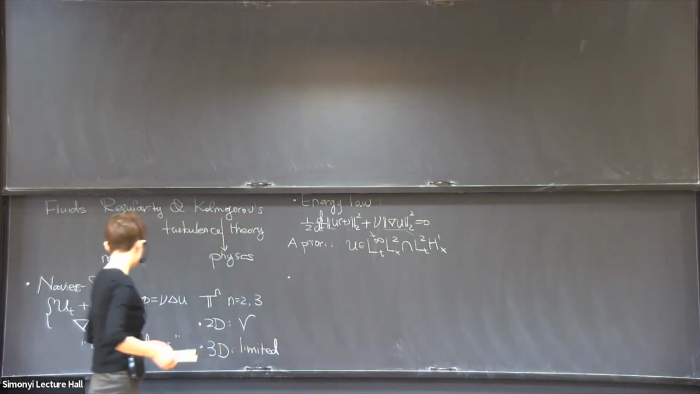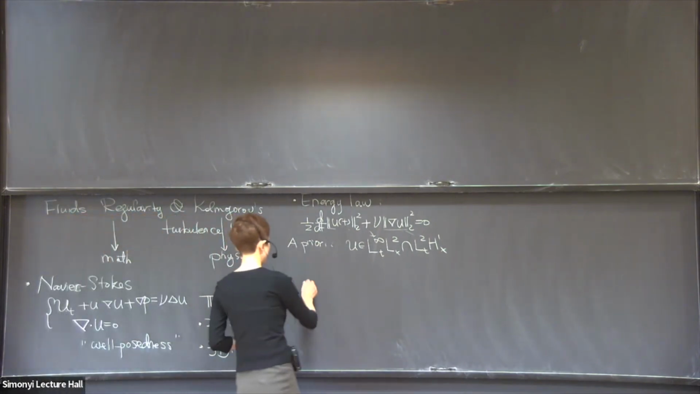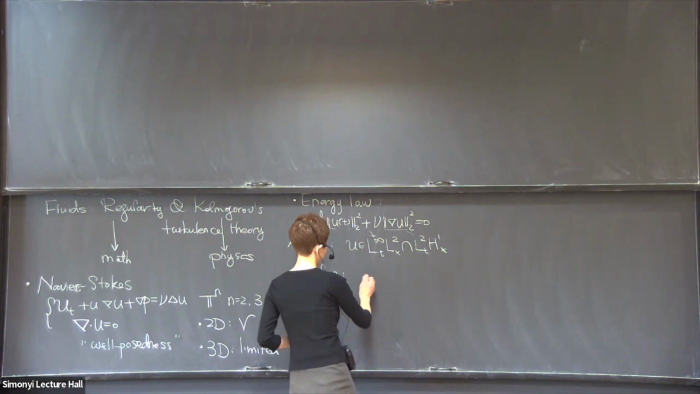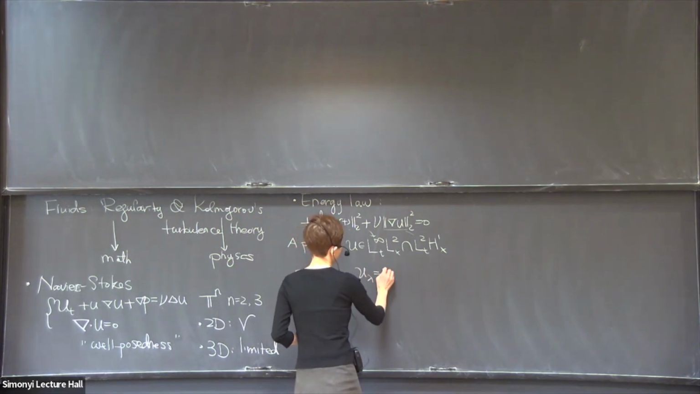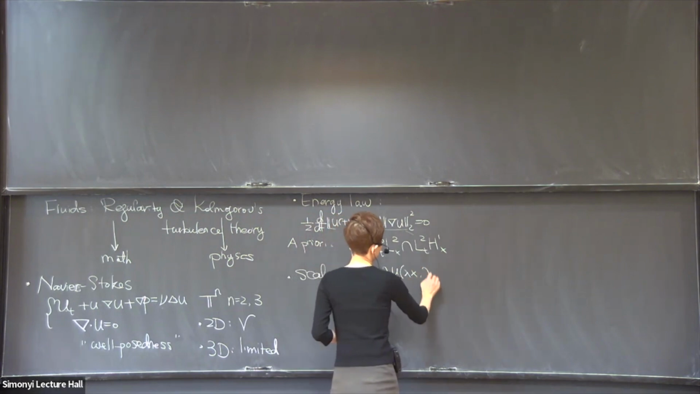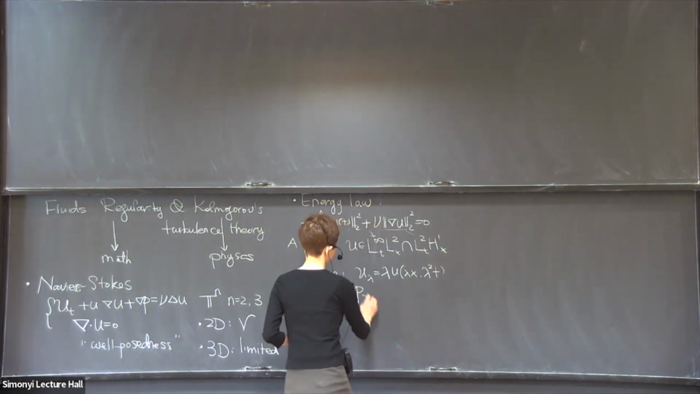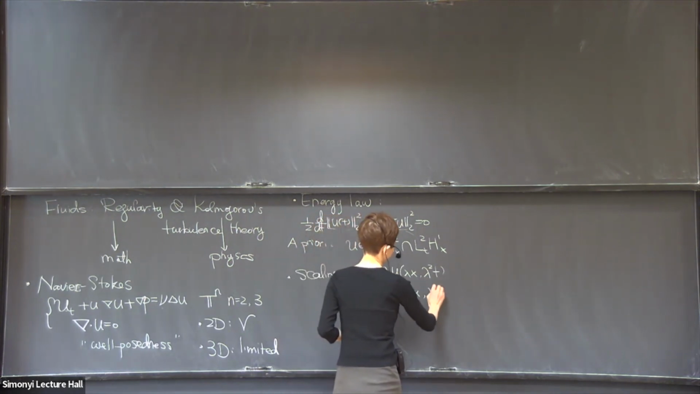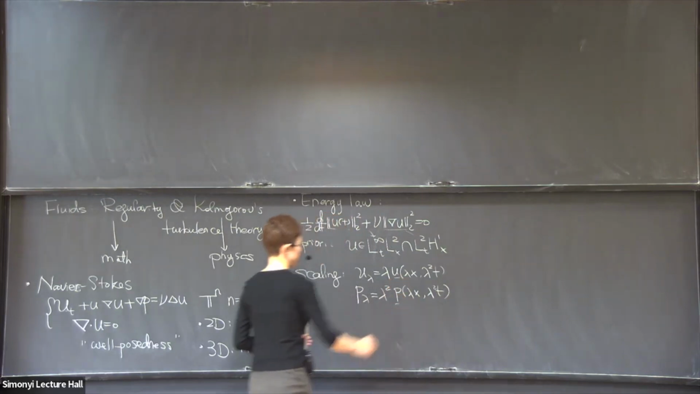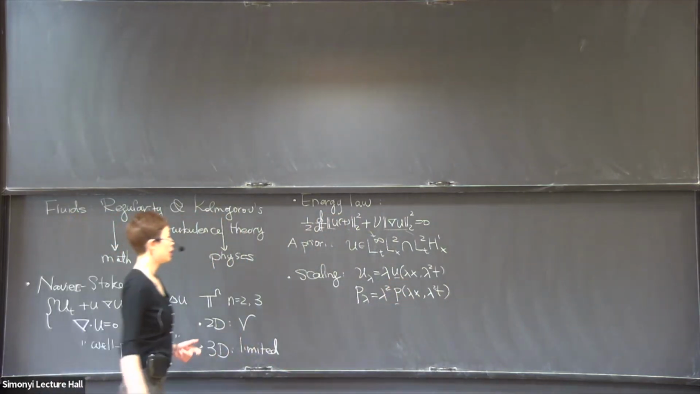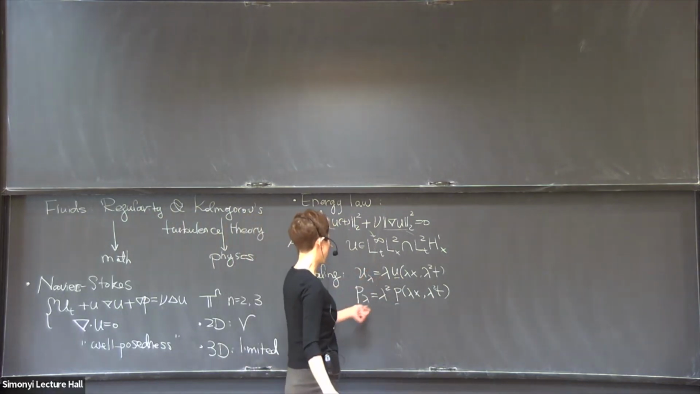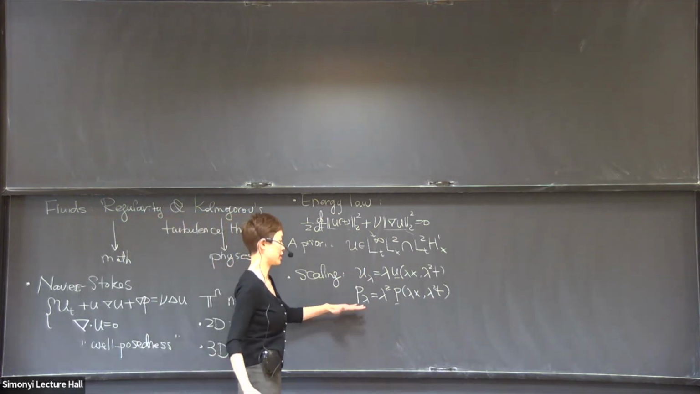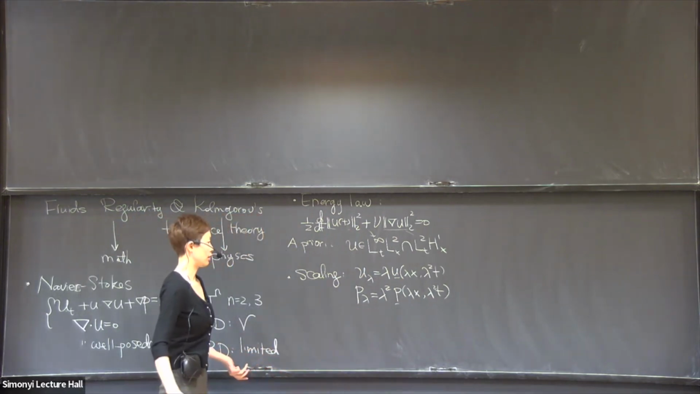Okay. Second, the natural scaling satisfied by the Navier-Stokes equation, namely, if the pair u and p satisfy the Navier-Stokes equation, then you rescale this way, and u lambda, p lambda satisfy the system as well. Okay, under such scaling, there are scaling invariant spaces which are called critical spaces.